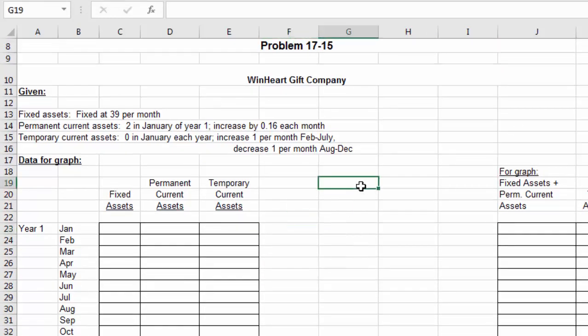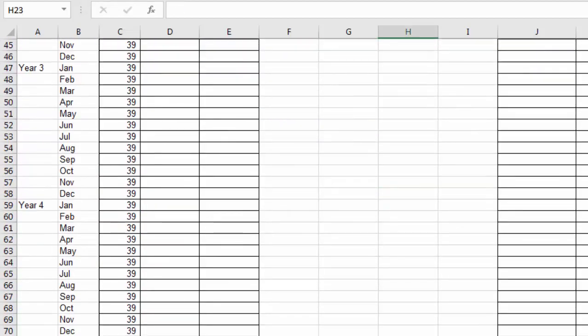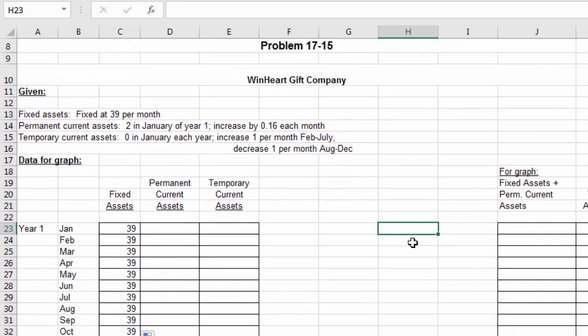We'll get it. Okay, so first off, it says fixed assets remain constant at $39,000 each month over the last 5 years. That's indicated right there. And actually, let's go ahead. We can just record that by filling that value all the way down. So there we go. Fixed assets done.